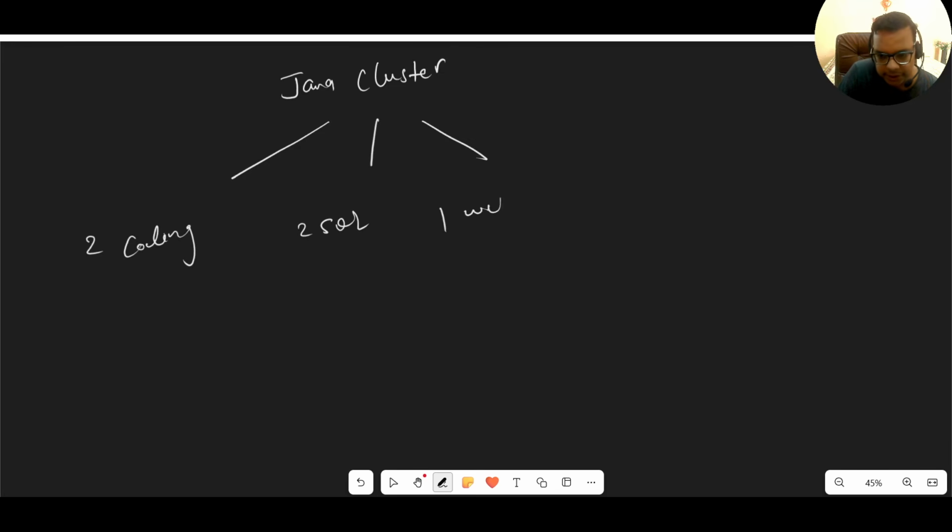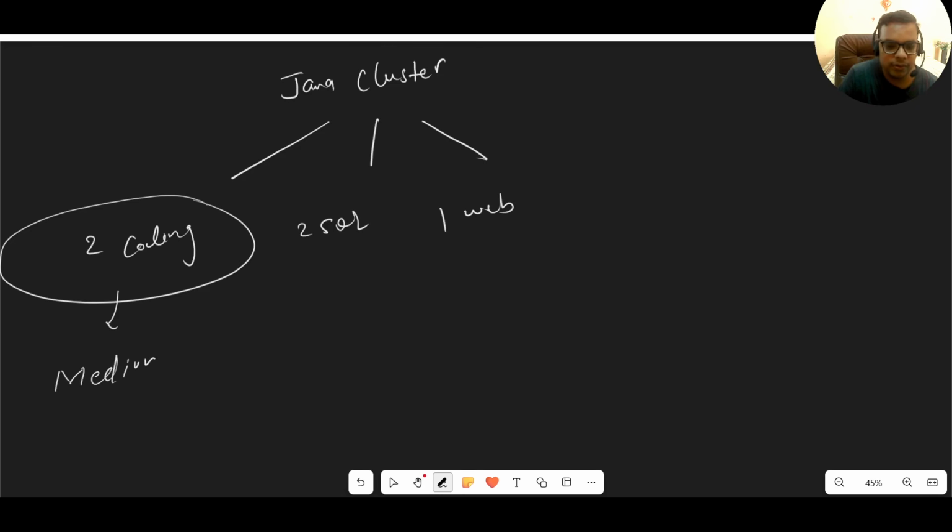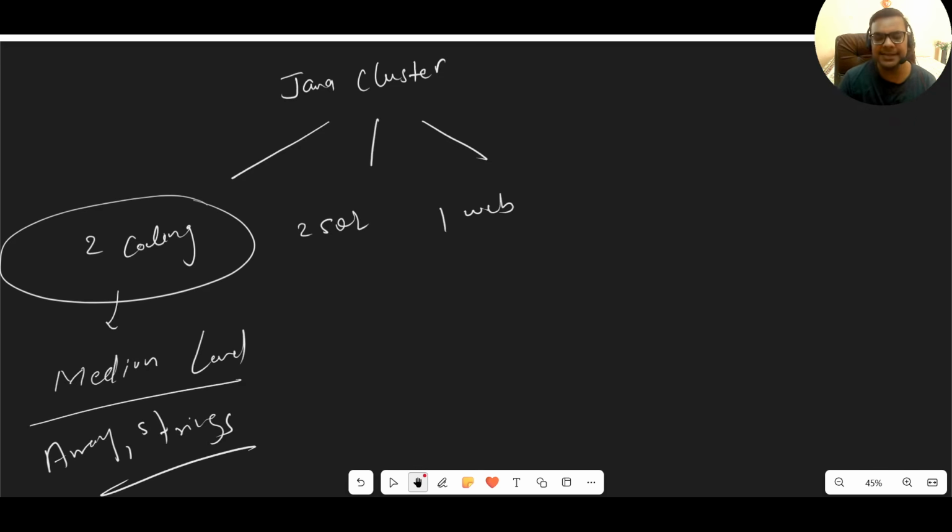So basically, if they are hiring only for the Java cluster in your college, there will be three sections. There will be two coding questions, two SQL questions, and one web-based question. The two coding questions will be medium-level DSA-based questions. They will not ask very difficult questions from dynamic programming, graphs, or trees, but mostly arrays and strings. The difficulty level will be around medium, not easy. So two questions of medium difficulty you can expect.